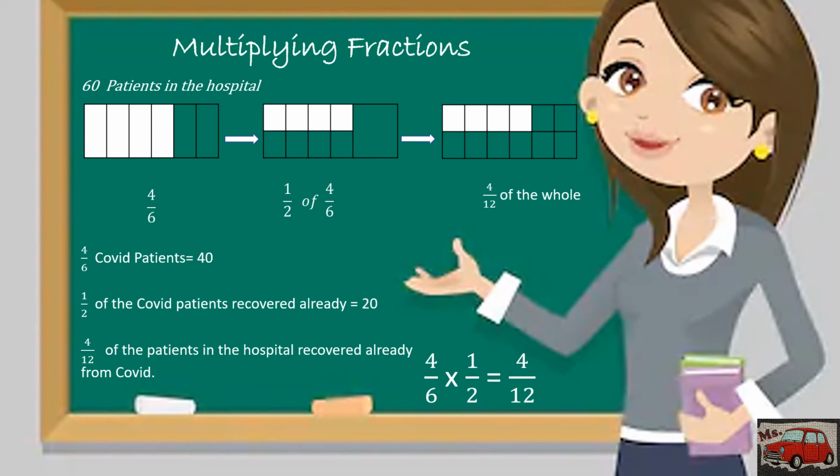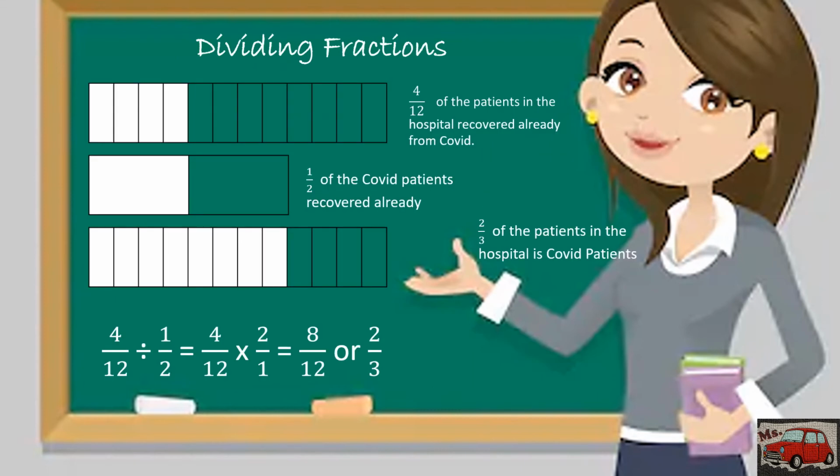Okay? Okay, so this time, magdi-divide tayo. So, i-reverse lang natin yung ginawa natin kanina sa multiplication. Okay? So, kanina, yung product natin is 4 over 12. So, yan yung fraction ng patients na naka-recover na sa buong hospital. Alright? Sa buong hospital. So, 4 out of 12 daw yung naka-recover na from COVID sa buong hospital. Now, yung isang factor natin is 1/2. So, 1/2, yan daw yung COVID patients na recovered na.